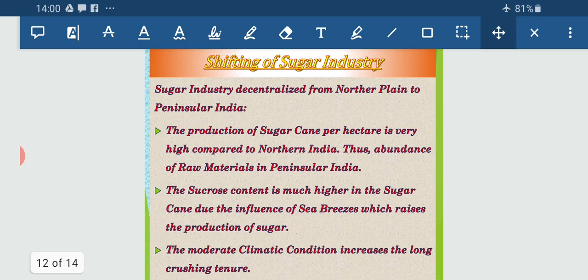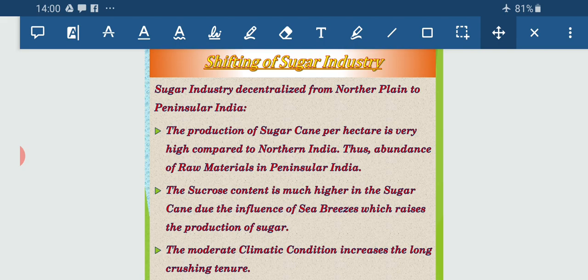Now next, the sugar industry, as we studied, is maximum localized in northern India. Now in northern India, the cooperative sector is not best suited; rather it is best suited in southern India.